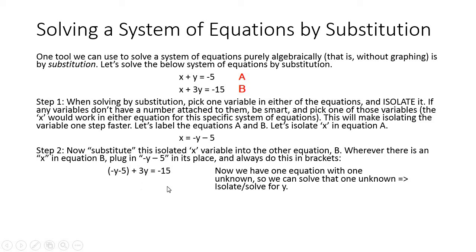So let's do that now. You can see this is equation b here, but where we had an x, if you see my cursor, we have put -y minus 5 instead within brackets. And now you'll see that we have one equation with one unknown, and our one unknown is a y. So we can solve for that one unknown. We want to isolate or solve for y.